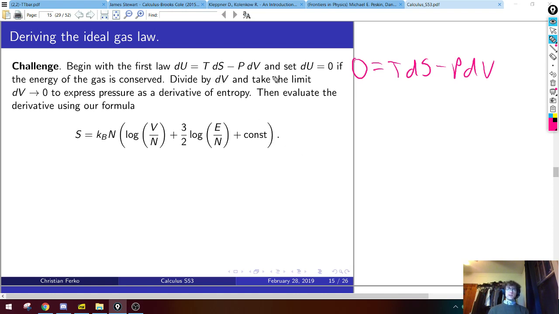So the first thing I'd like you to do is, how do I take this equation, pretending that these dS and dV are actually small changes, delta S and delta V? Pretending that, how can I divide this by something and take a particular limit which will give me an equation for pressure in terms of a derivative? What should I do?